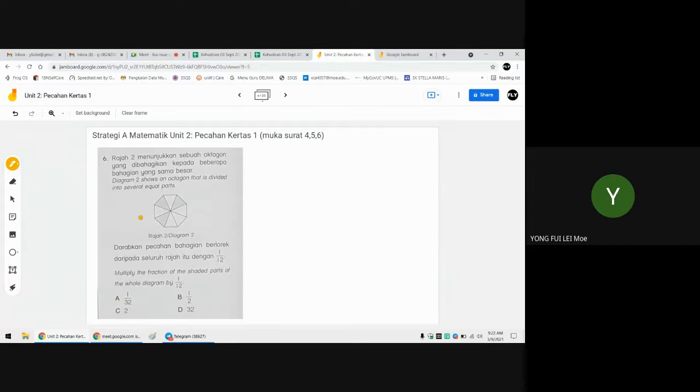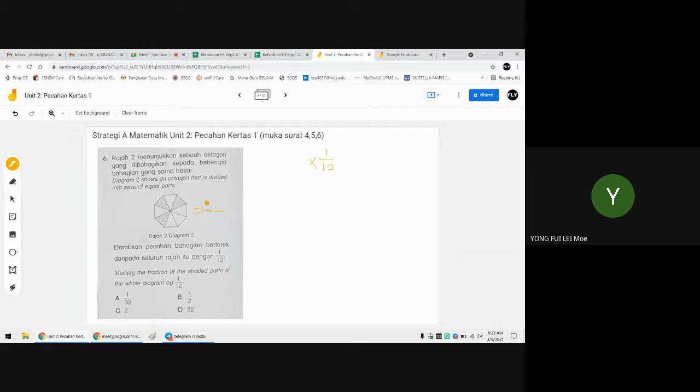Multiply the fraction of the shaded parts of the whole diagram by 1 over 12. So this one means that something times 1 over 12. We have to find this shaded fraction. How to find it? Let's calculate this one.